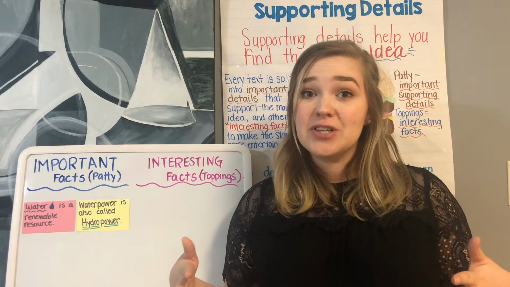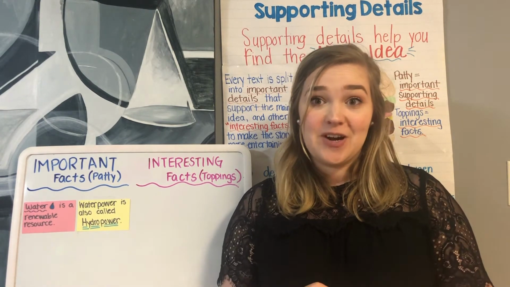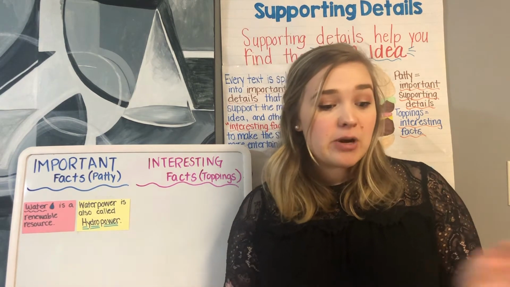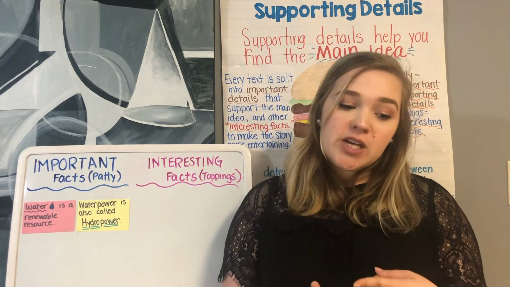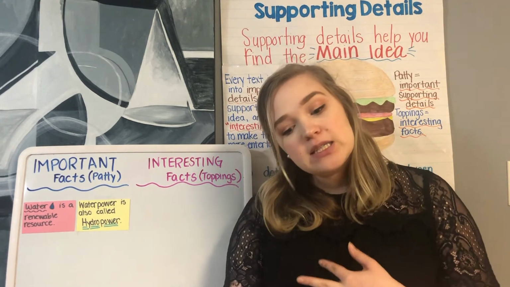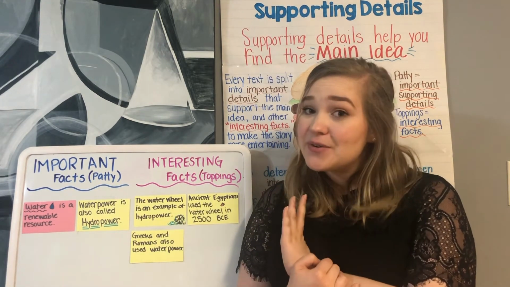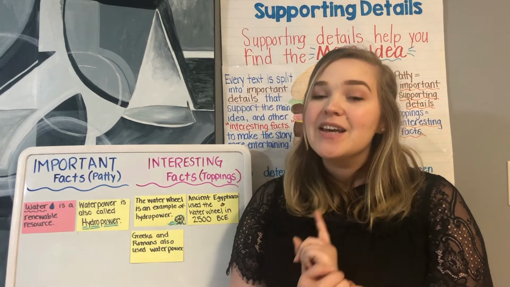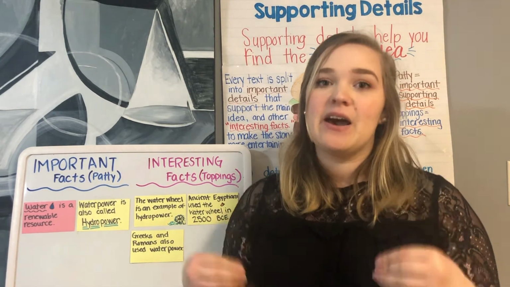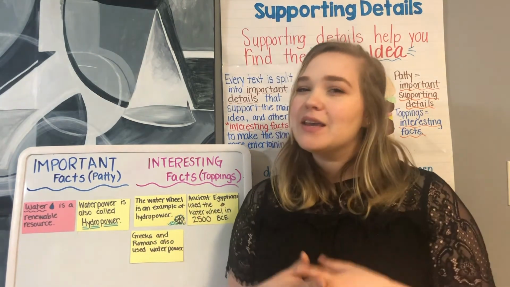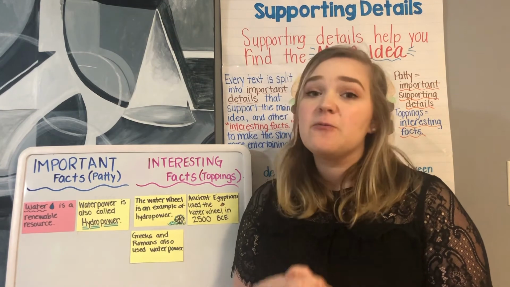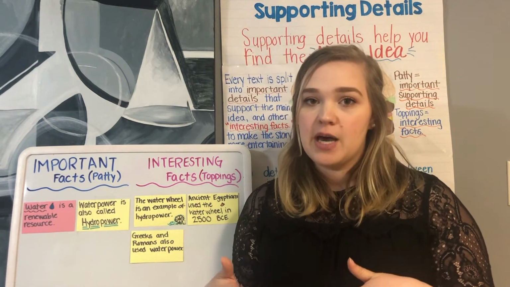All right, so we just learned a lot in that last paragraph. We learned that water power can also be called hydropower. We learned about the water wheel. We learned about ancient Egyptians and the Greeks and the Romans. It's really cool to know those things, but it's not necessarily what the author wants us to get out of the story, right? I think the author is really trying to tell us about the different kinds of water power.